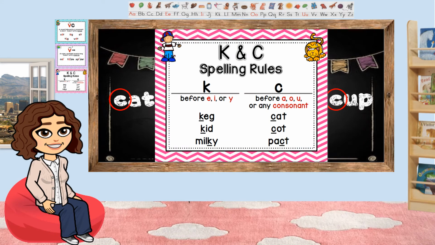We spell the k sound with the letter K when the sound is followed by the letters E, I, or Y. We spell the k sound with the letter C when the sound is followed by the letters A, O, U, or any consonant.